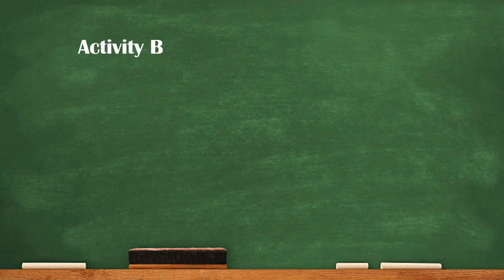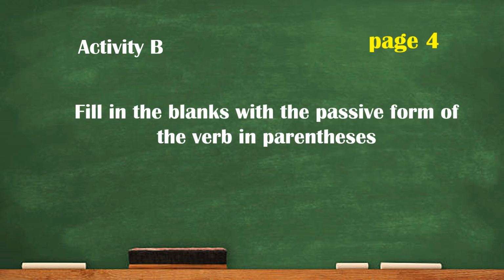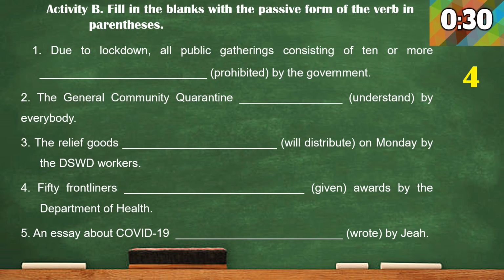It's now time to turn in your learning activity sheets on page 4. For activity B, fill in the blanks with the passive form of the verb in parentheses. I believe you are ready. You will be given 30 seconds to accomplish number 1 to 5 items. The timer starts now.